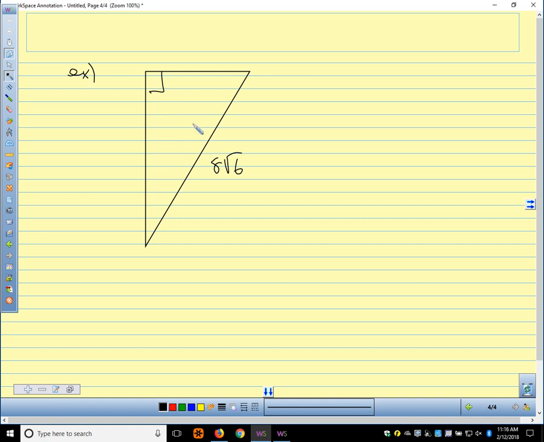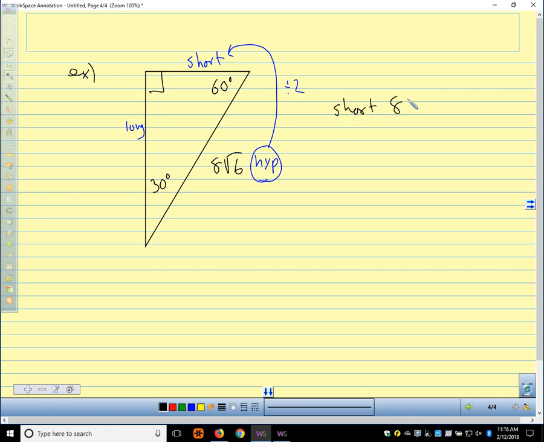So there's my triangle. Let's label our sides. Which side is this? This is our hypotenuse. This side is our short. That side's our long. Our short side's the key. Let's get to the short side first. To go from the hypotenuse to the short, divide by 2. So our short side is 8 square root 6 divided by 2.